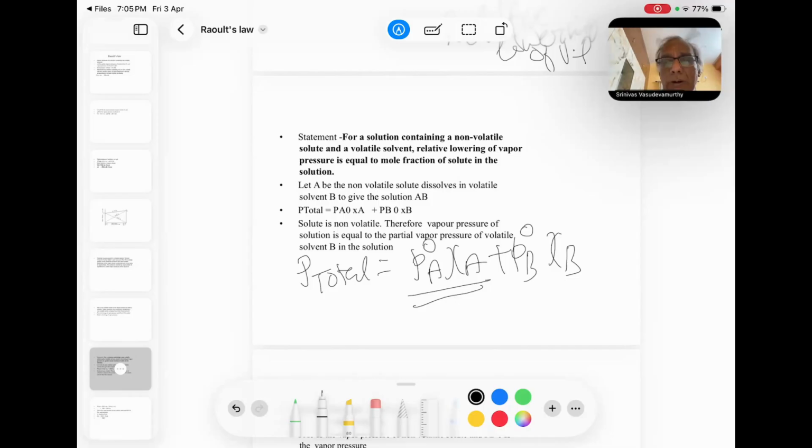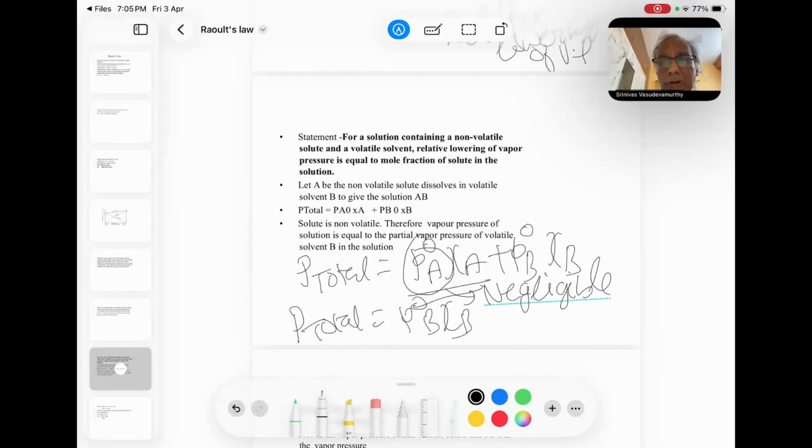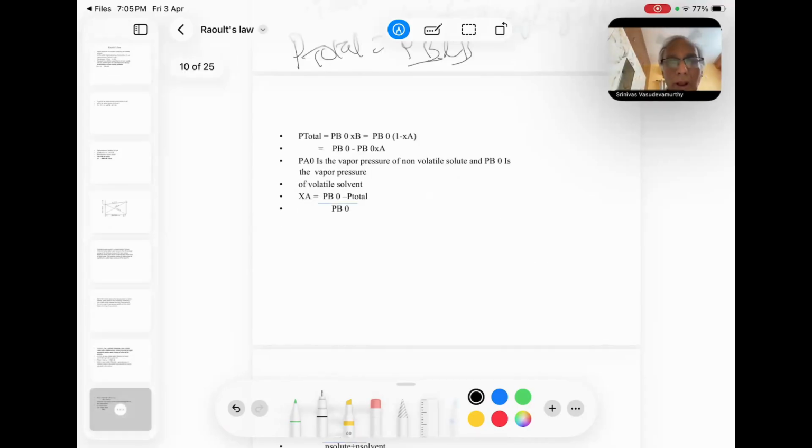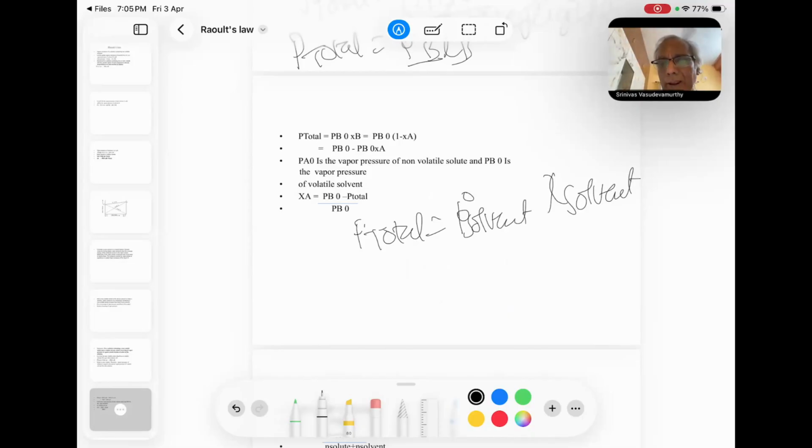Now, the solute is non-volatile, so P naught A is negligible. So I can write P total is equal to P naught B into mole fraction of B, that is the solvent. If you find it easier, P total is equal to P naught solvent into mole fraction of solvent. The solute contribution is negligible, so I removed it here.